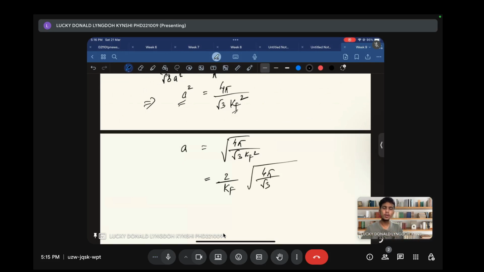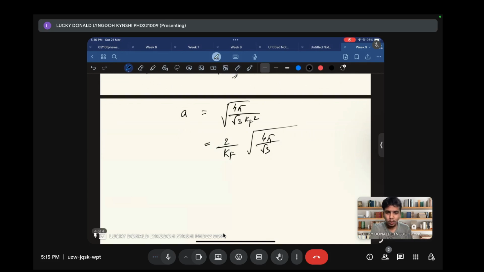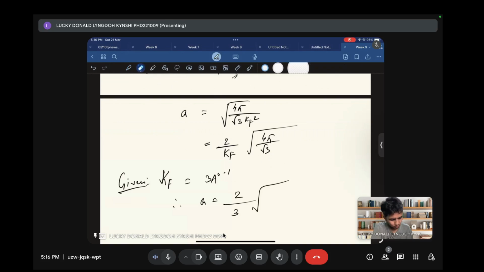Okay, so now from the number density relation to Kf, you know what the approximate lattice constant is. Kf is already given to you. Kf is equal to 3 Armstrong inverse. Then you can just substitute: A equals 2 divided by the root of, sorry, there should not be any 4 here, it should be equal to pi by root 3.